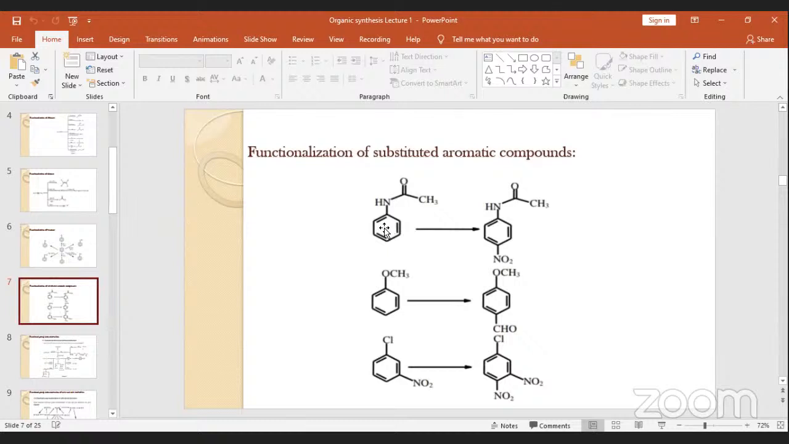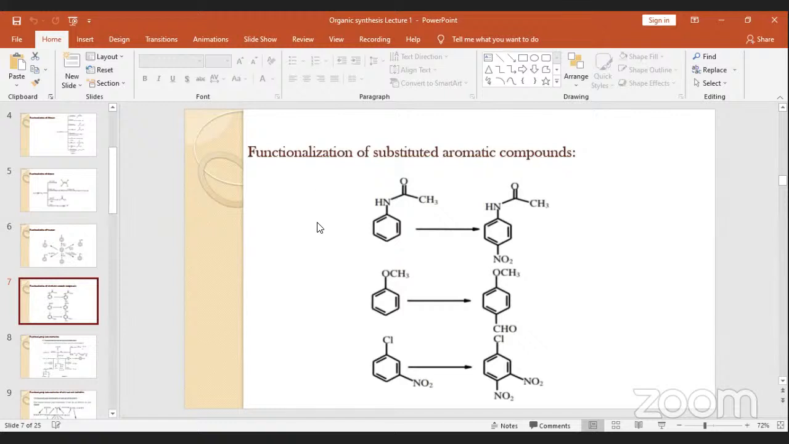See here, we are acylating this aniline to prepare para-nitroacetanilide. Why? Because aniline is a very reactive aromatic compound, and you cannot stop the nitration reaction at the mononitration stage. Suppose you want only the mononitro derivative, we have to acylate and then do the reaction. And here, see the orientation effect of this acetanilide. It is an ortho-para directing group.